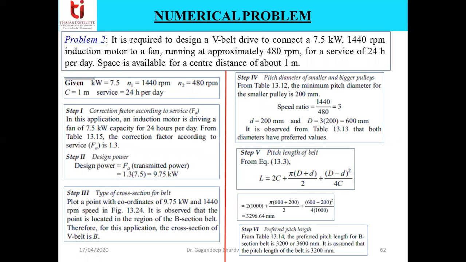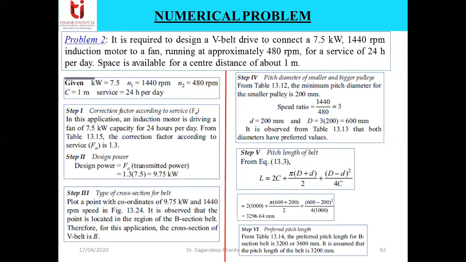Now we will discuss one more numerical problem. It is required to design a V-belt drive to connect a 7.5 kilowatt, 1440 RPM induction motor to a fan running at 480 RPM for a service of 24 hours per day. Space is available for a center distance. So you are given an induction motor running at approximately 1440. Service is 24 hours per day. Drive to connect a 7.5 kilowatt.